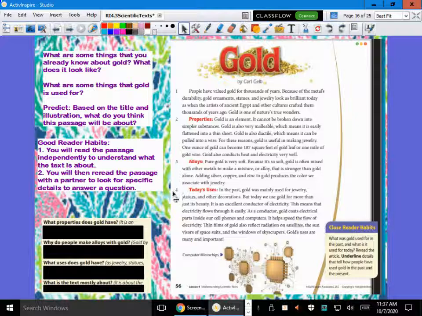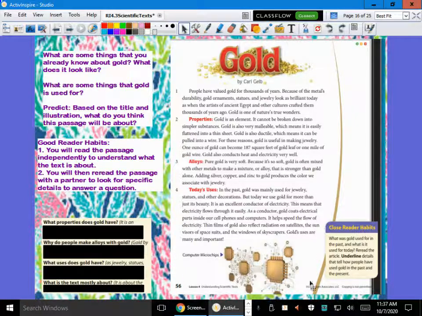Today's uses. In the past, gold was mainly used for jewelry, statues, and other decorations. But today, we use gold for more than just its beauty. It is an excellent conductor of electricity. This means that electricity flows through it easily. As a conductor, gold coats electrical parts inside our cell phones and computers. It helps speed the flow of electricity. Thin films of gold also reflect radiation on satellites, the sun visors of spacesuits, and the windows of skyscrapers. Gold's uses are many and important.